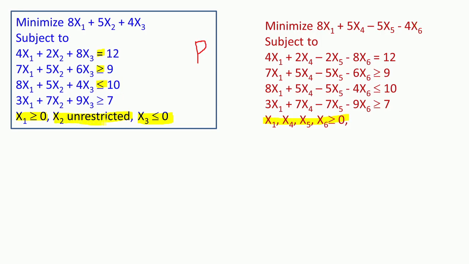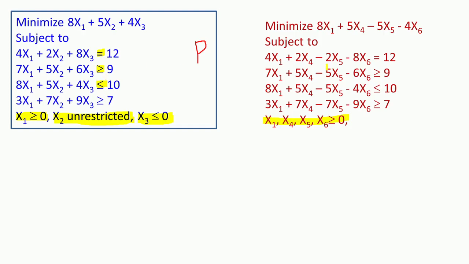x2 is an unrestricted variable replaced by x4 minus x5. So, 5x2 will become 5x4 minus 5x5. 2x2 will become 2x4 minus 2x5. 5x2 becomes 5x4 minus 5x5, and so on. So, the change is captured here.